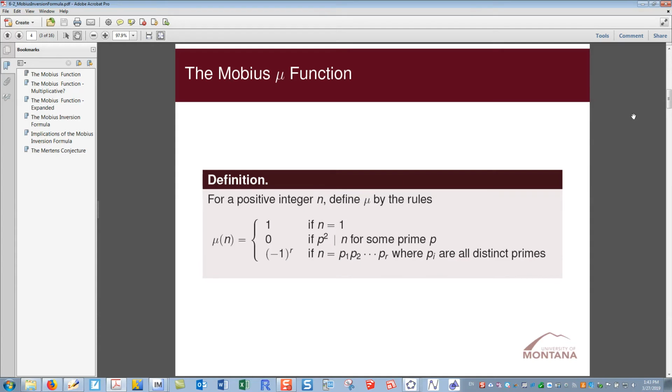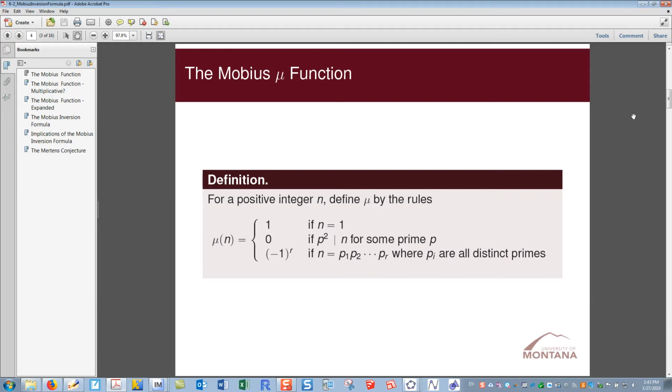So here is the definition of the function. It says for a positive integer n, define mu by the rules. Now it takes on one of three values you can see here, but it's actually one of two values. So it's always 1 if n is equal to 1. So there's a special case here. If we input 1 into the Mobius mu function, we get back 1. It always reports 0 if p squared divides n for some prime p.